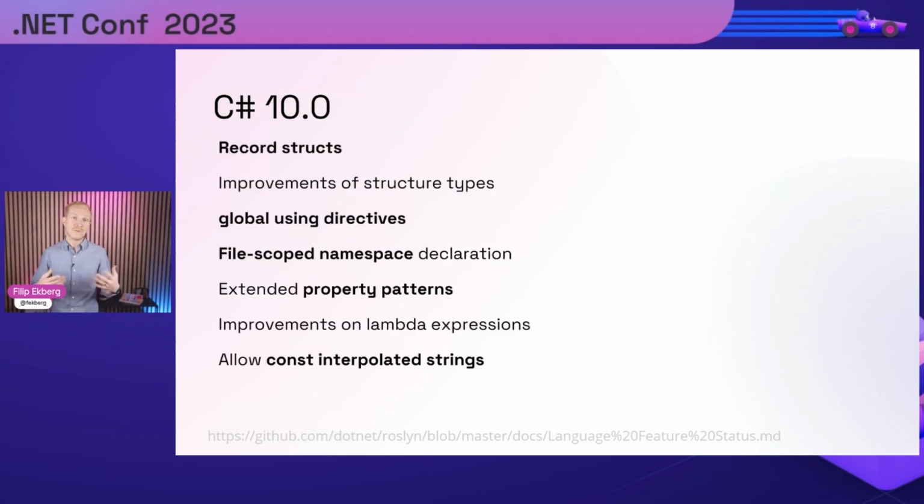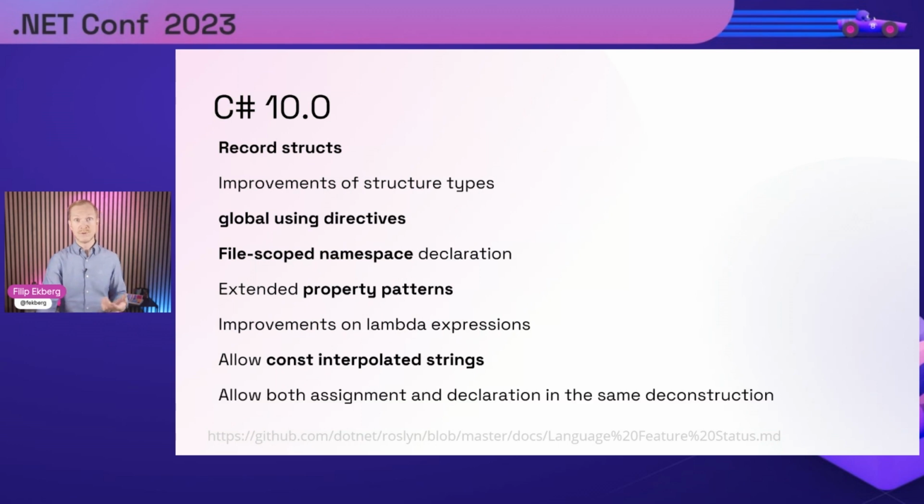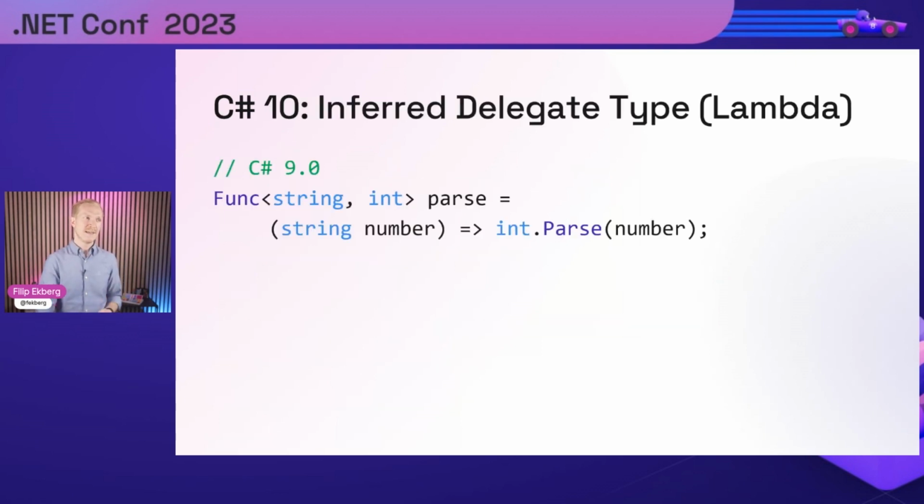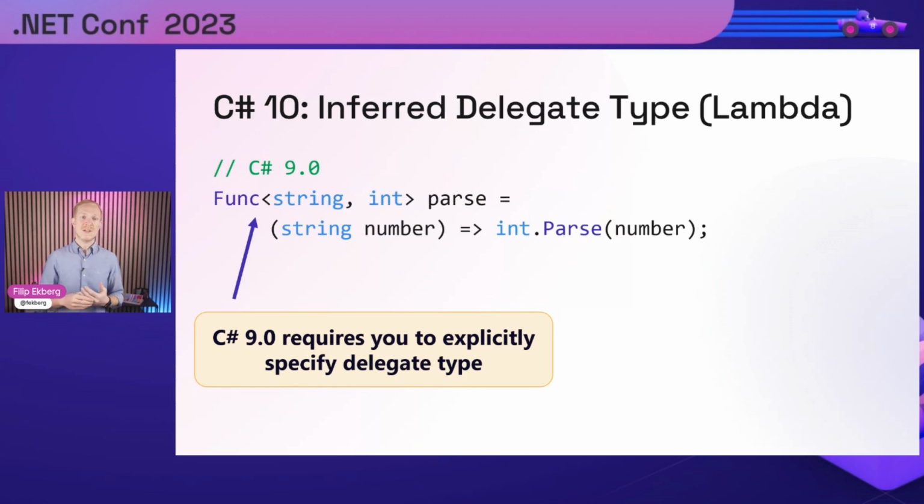They also introduced constant interpolated strings, or allowed you to do const and interpolated strings, and some more minor improvements as well. In terms of the inferred delegate types, or the improvements to using delegates, in C# 9, you had to explicitly define which delegate type your lambda was producing. In this case here in C# 9, I have to say that this is a Func of string, int, but why couldn't the compiler figure this out for me? And in fact, that is exactly what it could do.